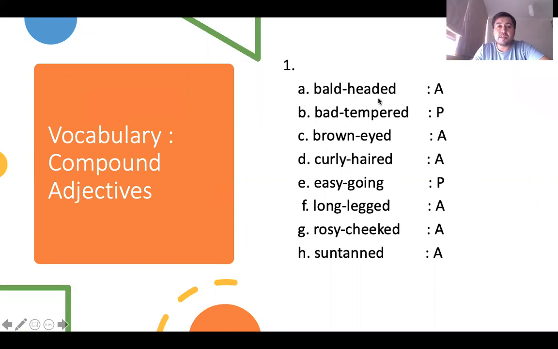Bald-headed is appearance. Bad-tempered is personality. Brown-eyed is appearance. Curly-haired is appearance. Easygoing is personality. Long-legged is appearance. Rosy-cheeked is appearance, and suntan is appearance too.